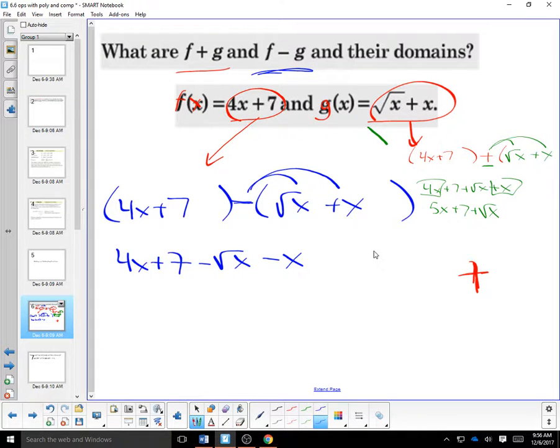At this point, I do CLT. You need to combine the like terms. 4x minus x is 3x this time. I can't combine any other stuff, so I've got plus 7 minus radical x. So here's the subtraction of the two.